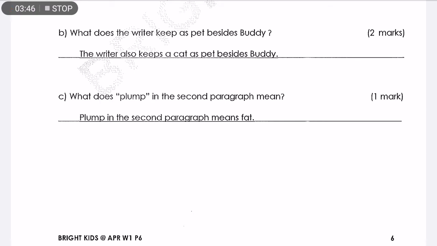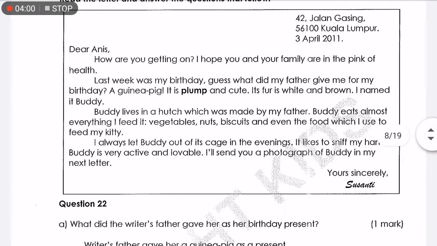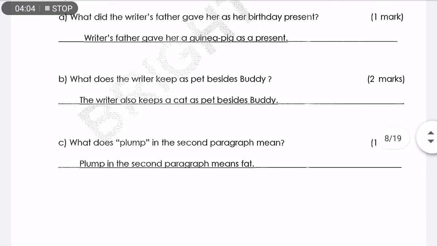What does plump in the second paragraph mean? Plump in the second paragraph means fat. Okay, if you do not want to use the word fat, you can use chubby. Alright, so where do you get the plump? Now it's plump and cute. So you can also answer plump in the second paragraph means fat or chubby.